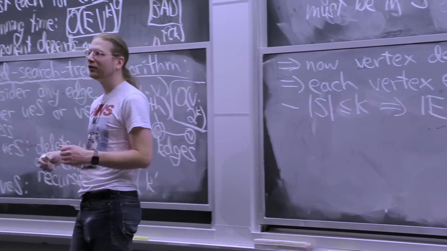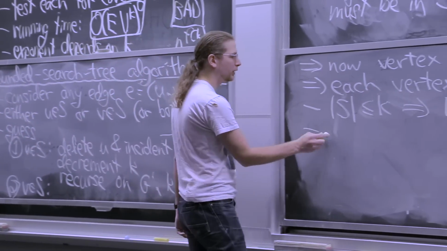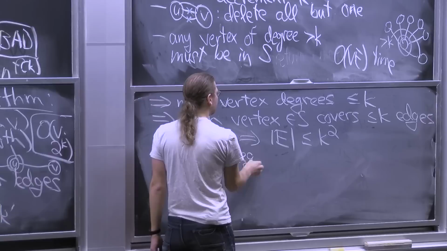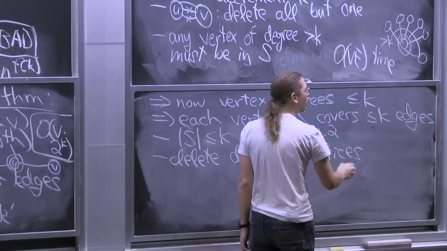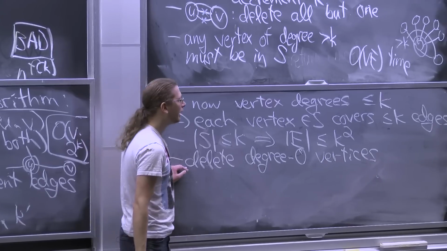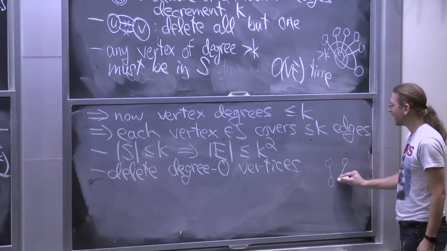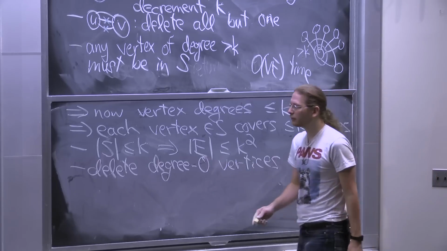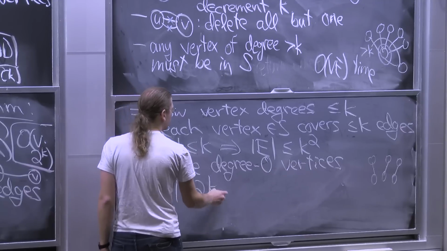Now, slight catch, there might be a whole bunch of vertices that have no edges incident to them. So I need to delete isolated vertices. Let's say degree 0 vertices. Degree 0 vertices, you really don't want to put those into your vertex cover. No point. They don't cover any edges. So delete those. And now, I still may not have a connected graph, but in the worst case, I have a matching. And I know the total number of edges is at most k squared. That means the total number of vertices is at most twice that, 2k squared.